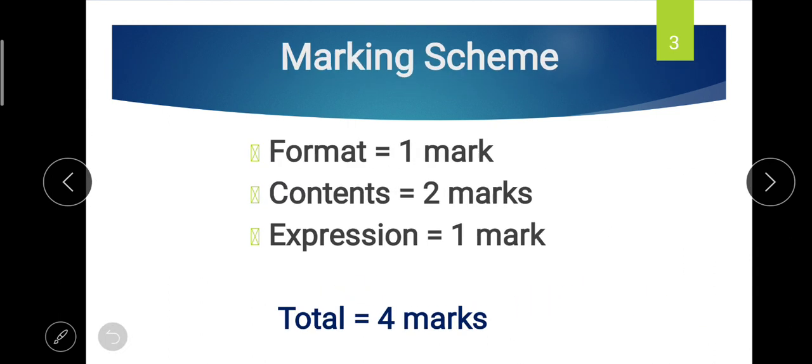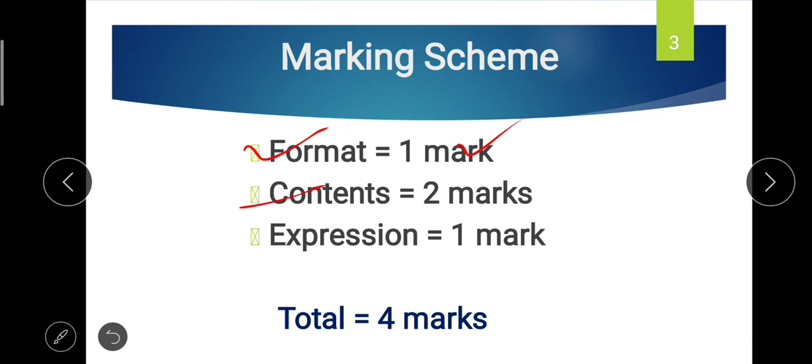Now we'll talk about the marking scheme, which is exclusively related to the CBSE board and for 11th and 12th graders. The marking scheme of notice writing can be divided into three parts. First is format, meaning the layout of different headings which we use in writing a notice, and that is for 1 mark. Format also includes the box, meaning whatever we write must be put in a box, otherwise we will be penalized.